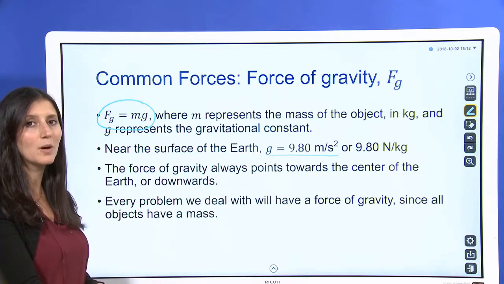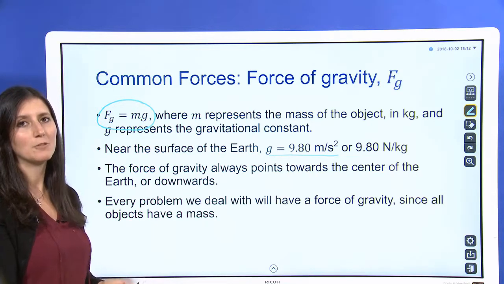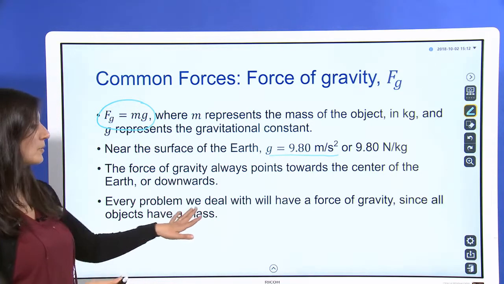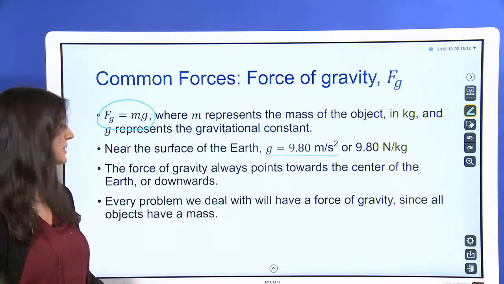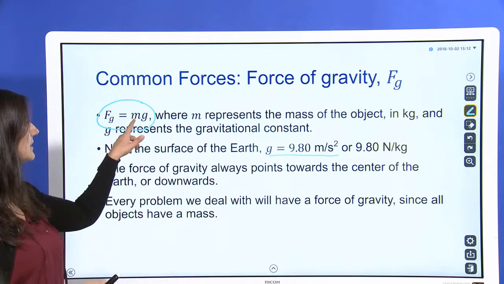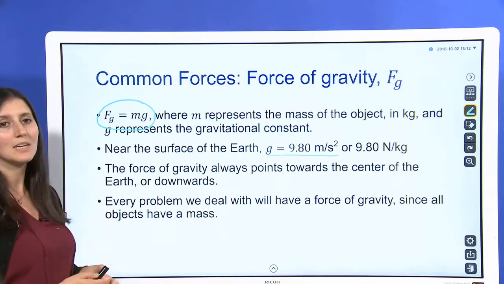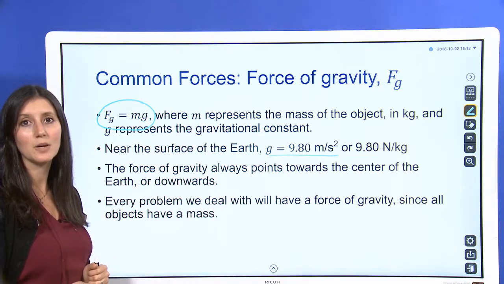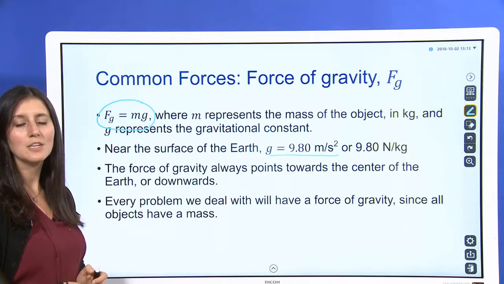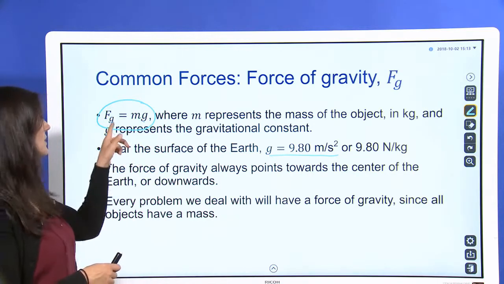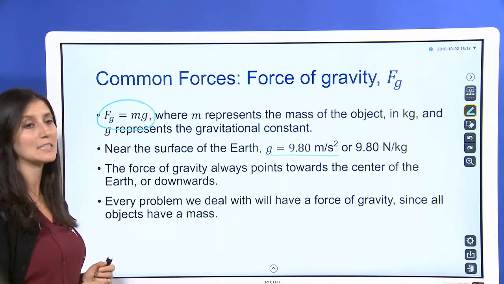Okay, so in every question, we will always have a force of gravity. Every problem we deal with will have this force because all objects have a mass. Okay, and g is always going to be 9.80 meters per second squared for the purpose of this course. So each question will always have a force of gravity that we have to consider.